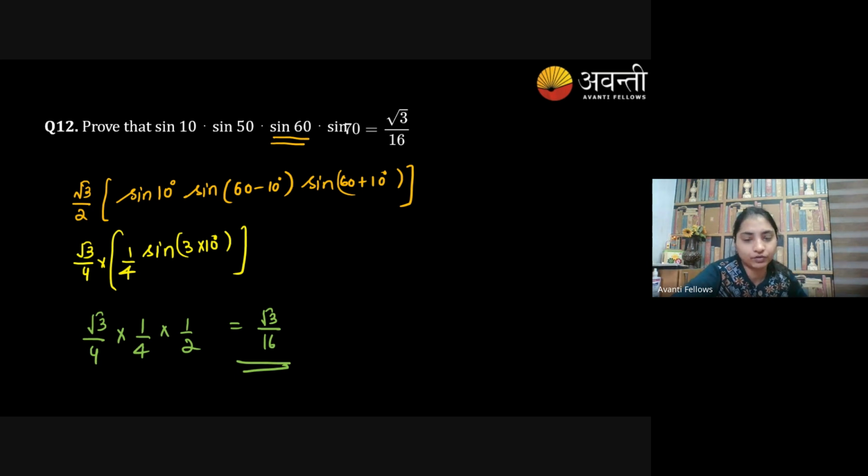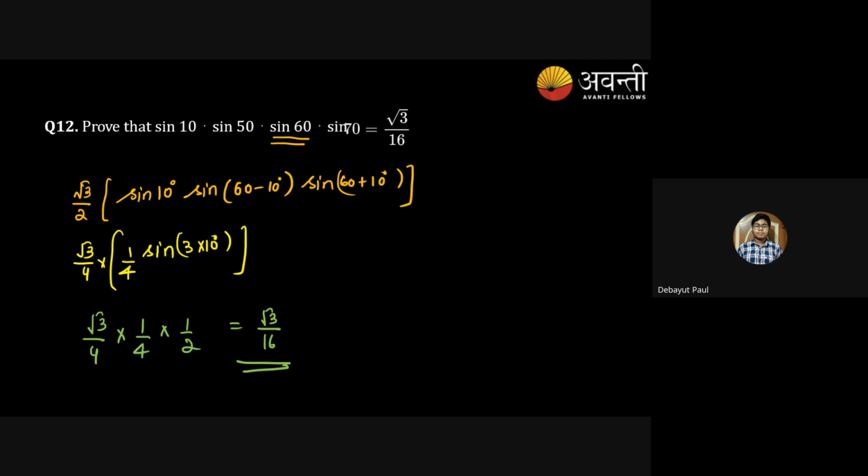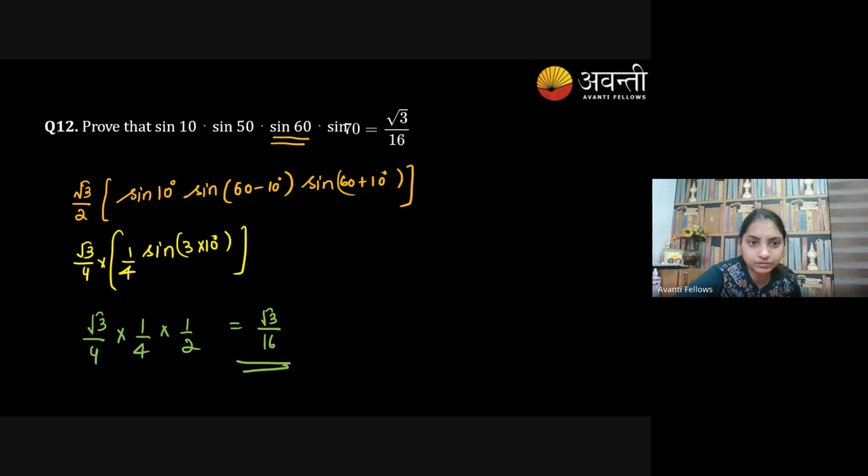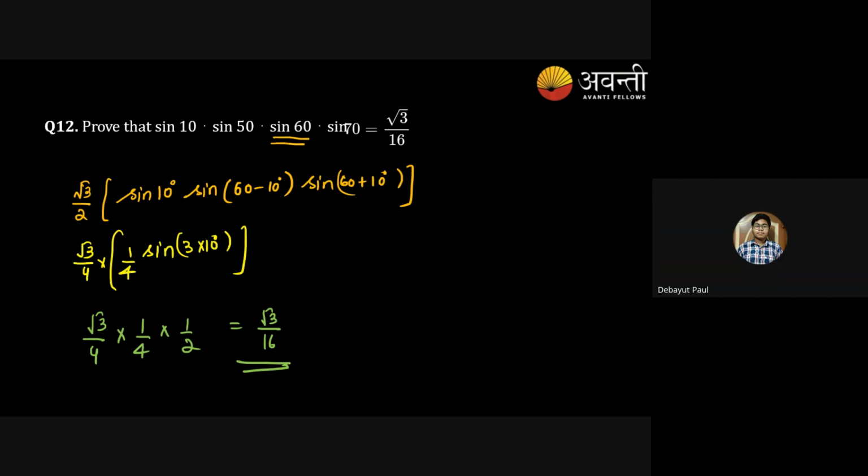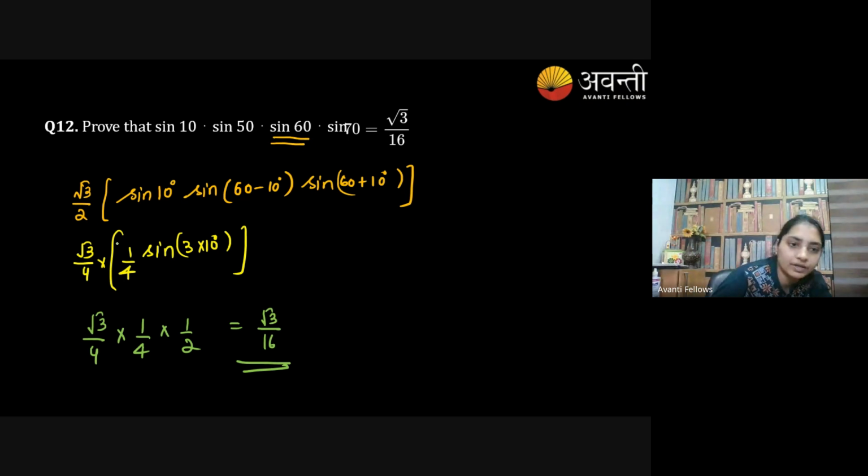Yes, Devayut, what do you want to ask? Ma'am, the value of sine 60 is root 3 by 4, why root 3 by 4? It is not written. Okay, root 3 by 4, okay. By chance, it's just 2 only. Okay? Clear?